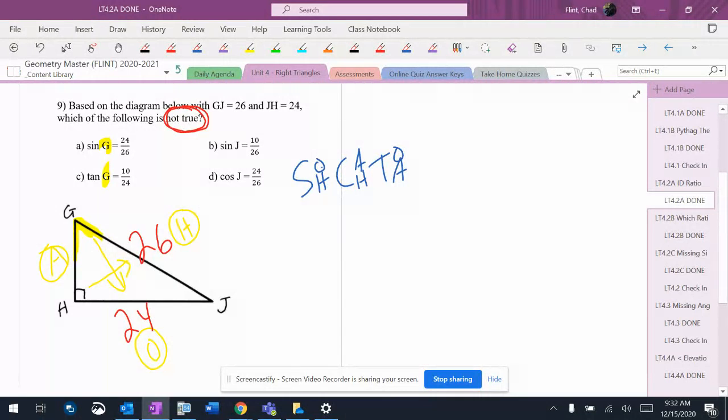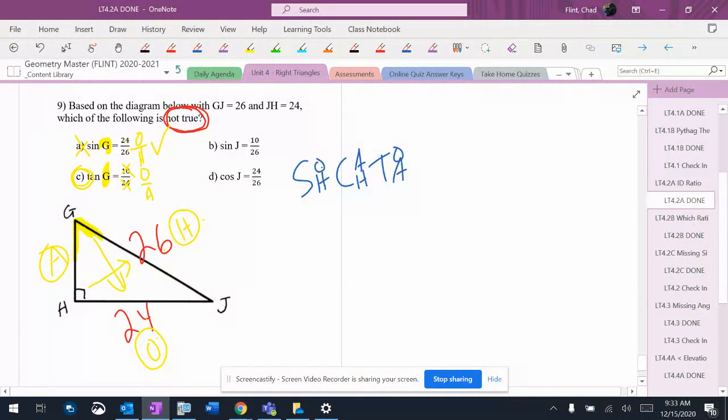So sine is supposed to be opposite over hypotenuse. Opposite, it says, is 24. That's true. Hypotenuse, it says, is 26. That's true. So that means that's not the answer, since it says which one's not true. Tangent of G is supposed to be opposite over adjacent. Well, it says the opposite is 10. The opposite's not 10, so that's wrong. The adjacent is not 24 because the opposite's 24. So that's probably going to be the answer.